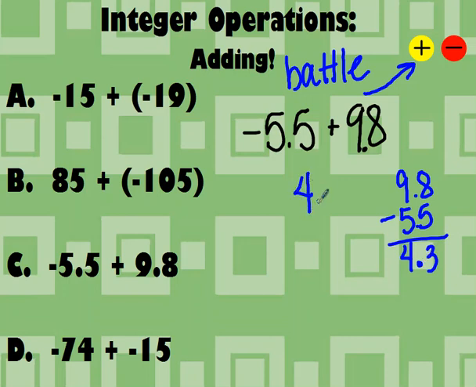So there's 4.3 is what we got when we did our tiny bit of subtraction, and the team that has the larger absolute value, the team that wins the battle, is positive. So your answer is positive 4.3.